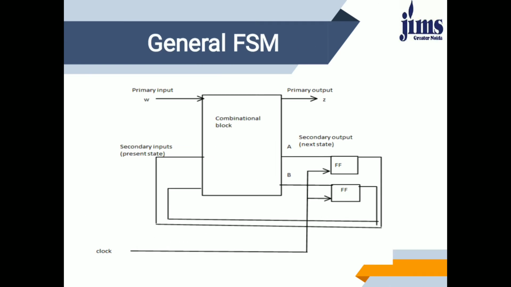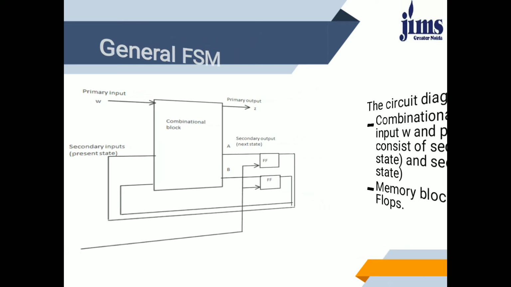See, this is the general block diagram of a general FSM. It will contain a combinational block as well as flip-flops. In the combinational block, we give a primary input W and get the output Z. The secondary outputs, that means the next state, will be fed back to the present state. These flip-flops change the outputs with the help of a clock. In this way, the FSM works for synchronous circuits.